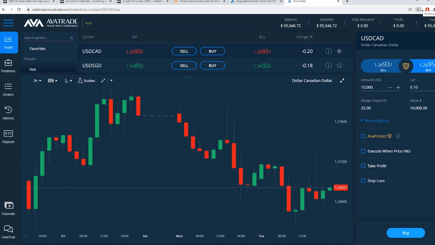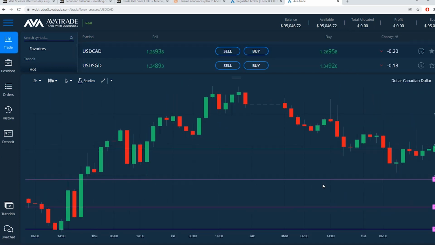Okay, apologize, I'm back. Let's take a look now at this USD Canadian chart. And keep in mind what we said about maybe crude oil and those things. Let's expand, get rid of the order window for now, get a full screen on the chart.